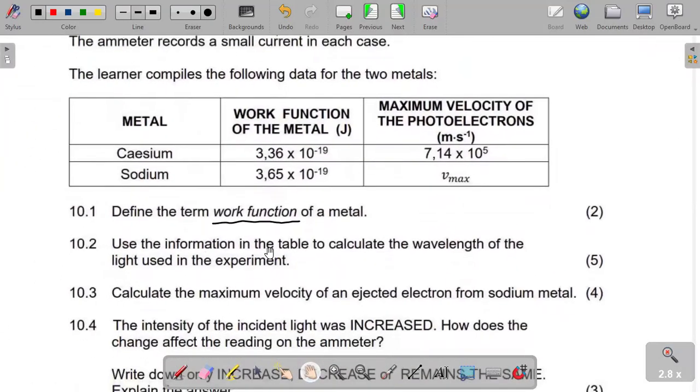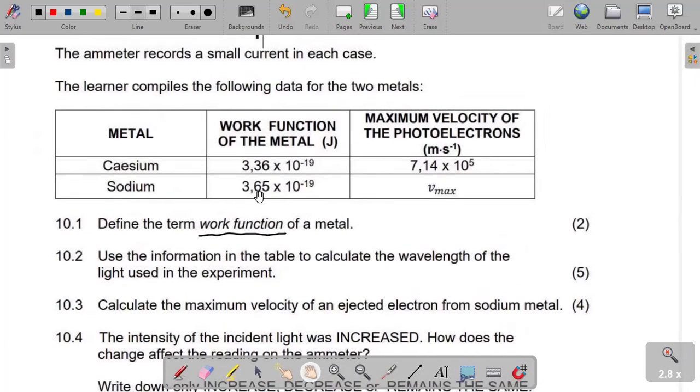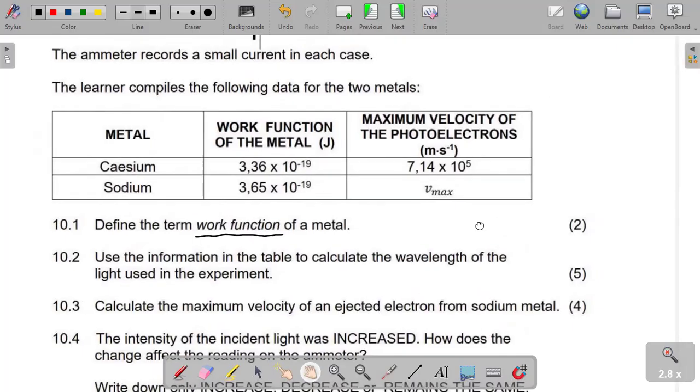Use the information in the table to calculate the wavelength of the light used in the experiment. Okay. The wavelength of the light used in the experiment. We can use calcium here, because we have the work function and we have the maximum velocity.